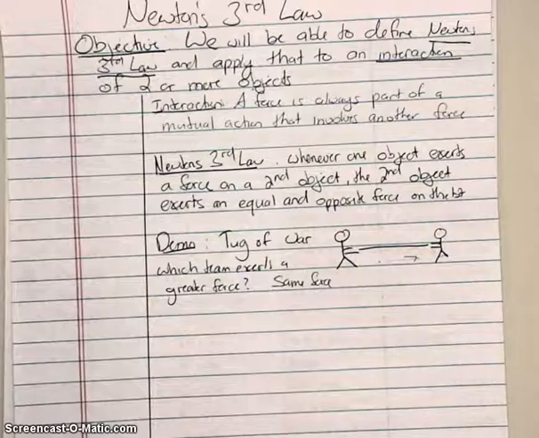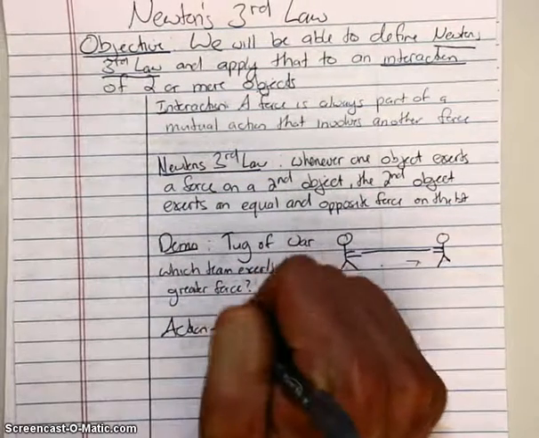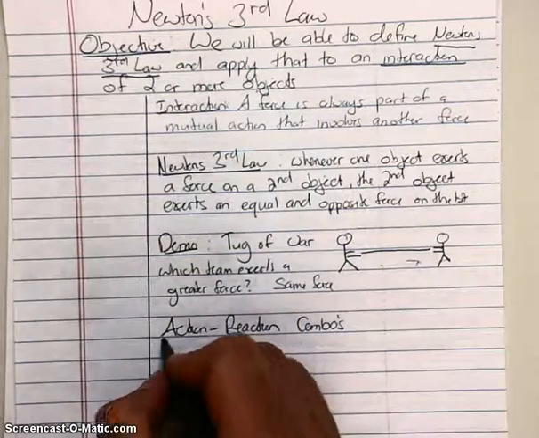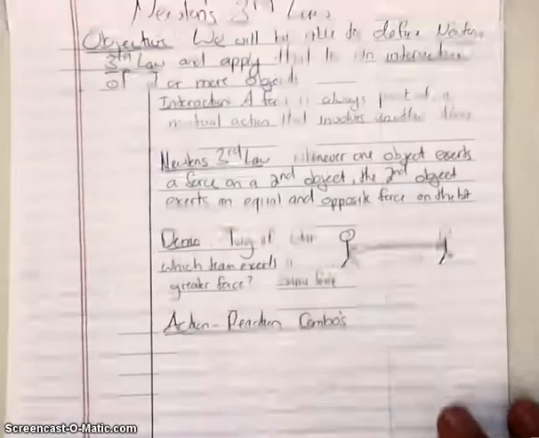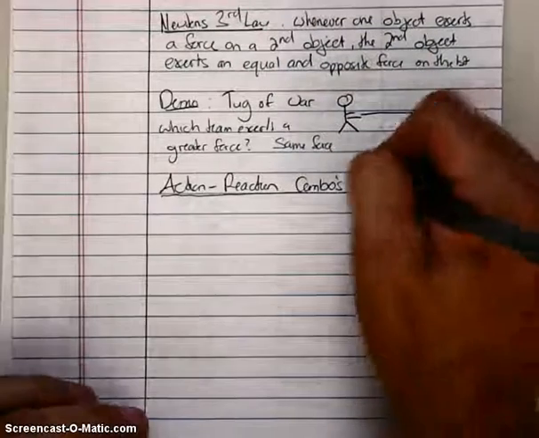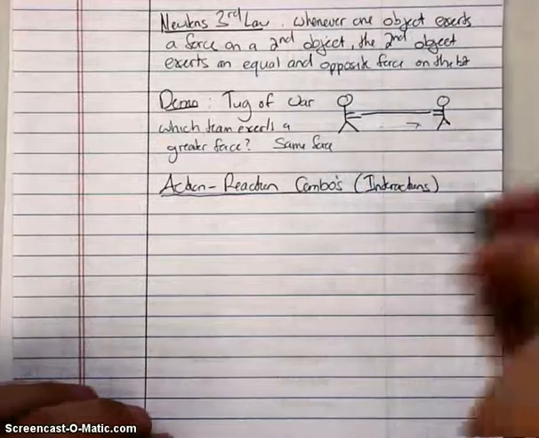I just want to look at a few very basic action-reaction combos. This is going to kind of change the way you look at things in life, at least I hope it does. These are some classic action-reaction combos in physics, and these are also known as interactions. So first thing.